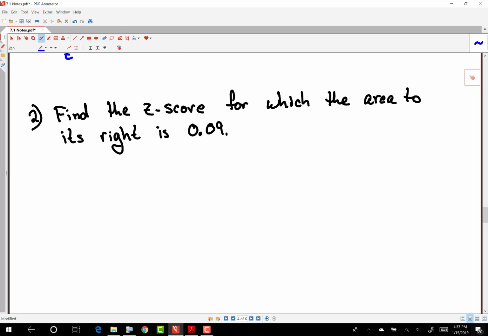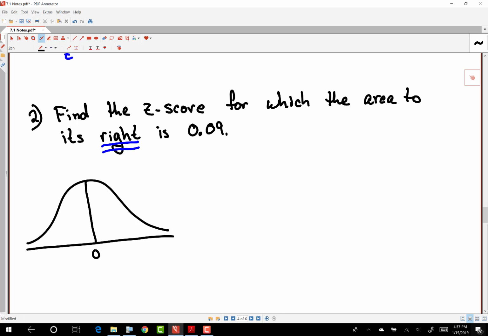Find the z-score for which the area to its right, so this is different than the last one, is 0.09. Okay, so let's draw our standard normal curve. Here's the mean at 0. And we want the area to the right to be 0.09 or 9%. So think about where your z-score is going to be. If the area to the right is smaller than 50%, my z-score must be over here on the positive side, because the area to the right, this area right here, is 0.09.